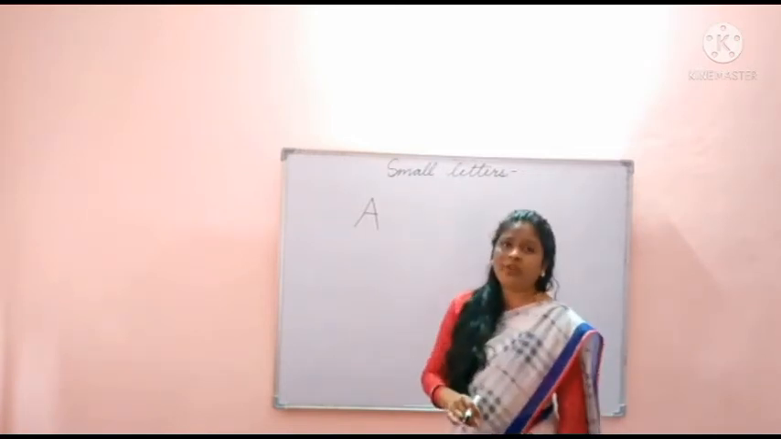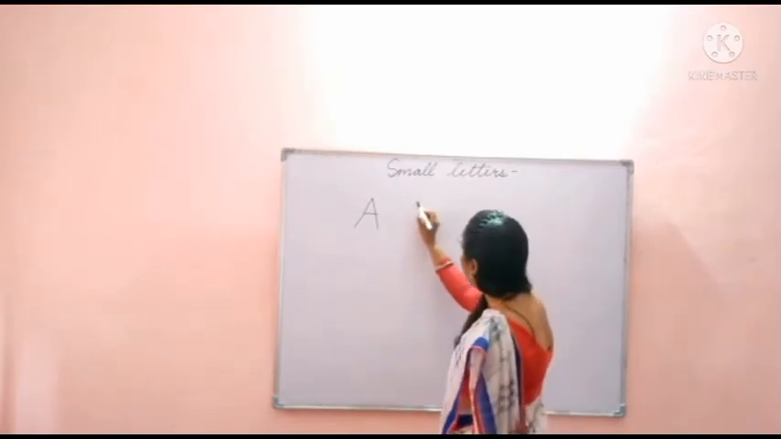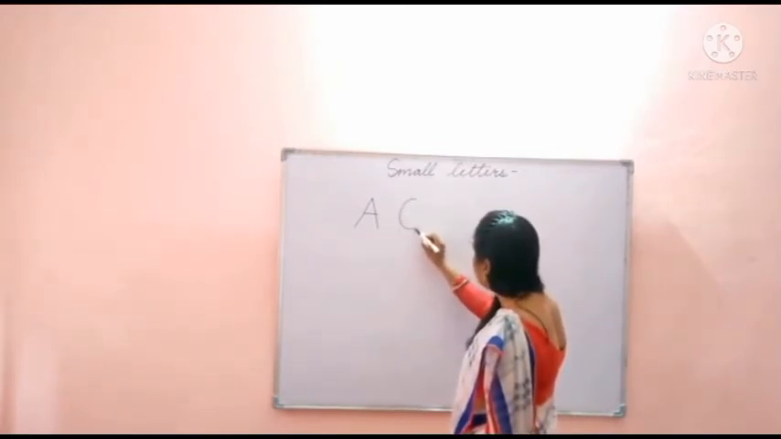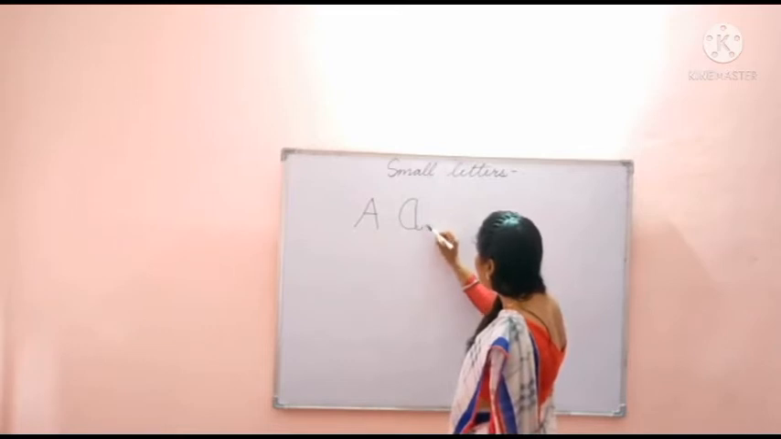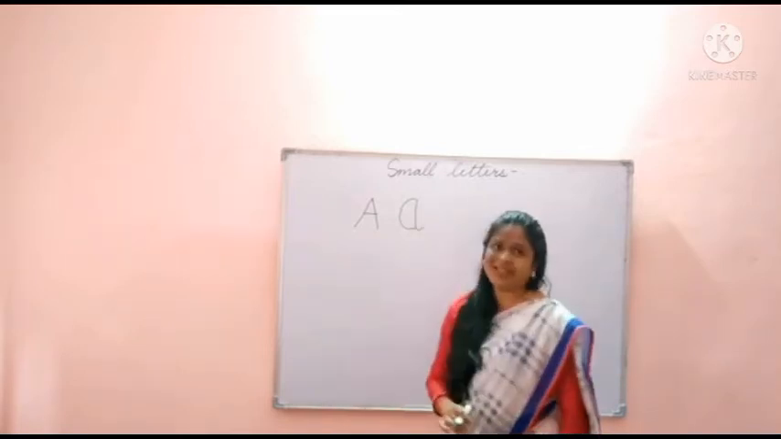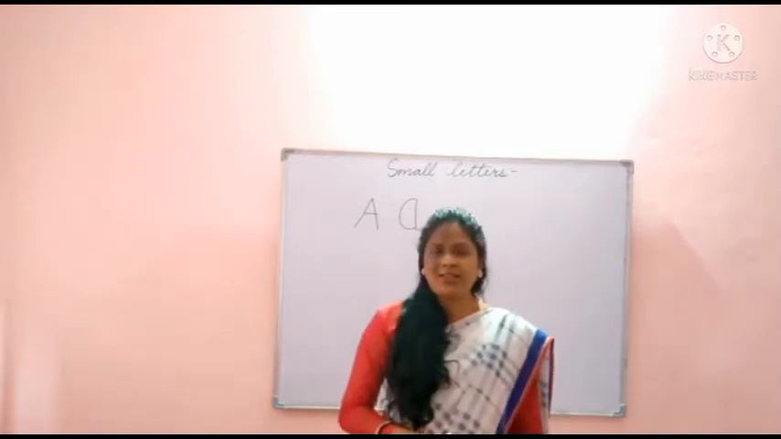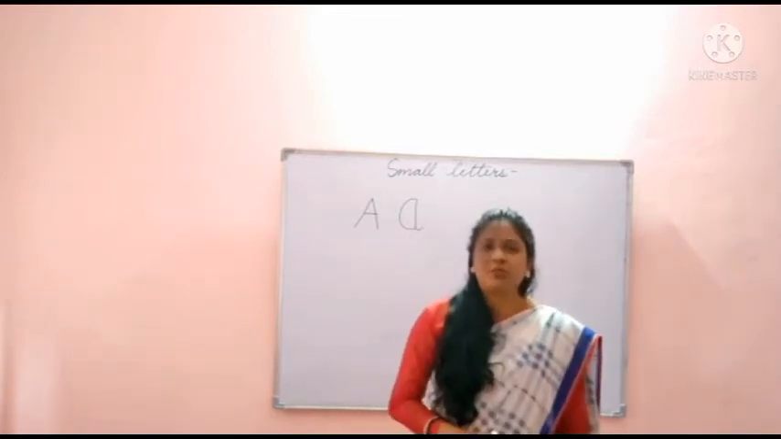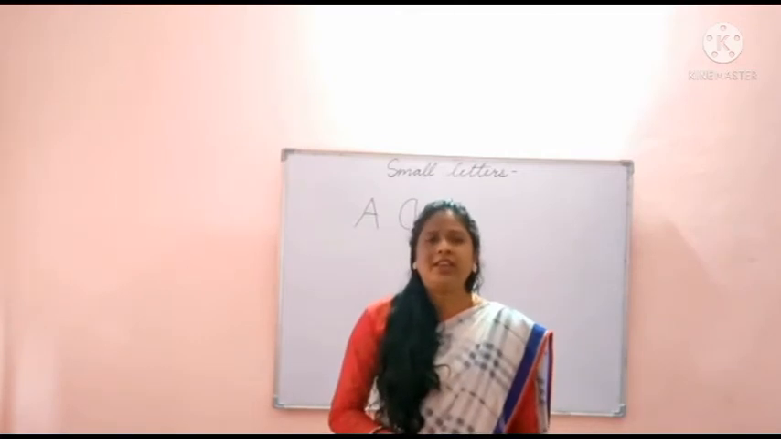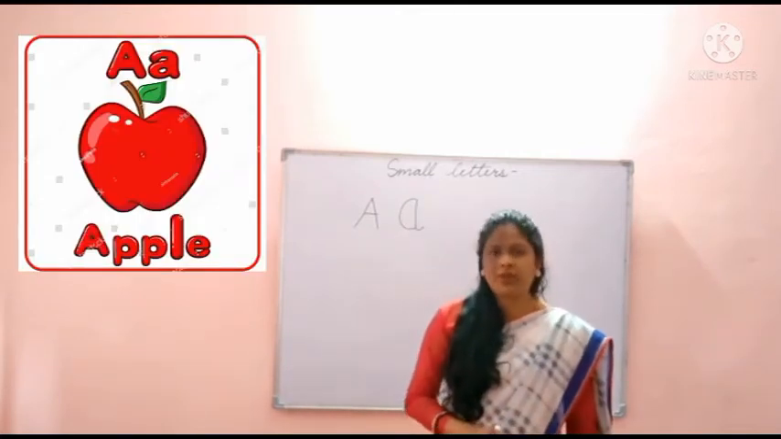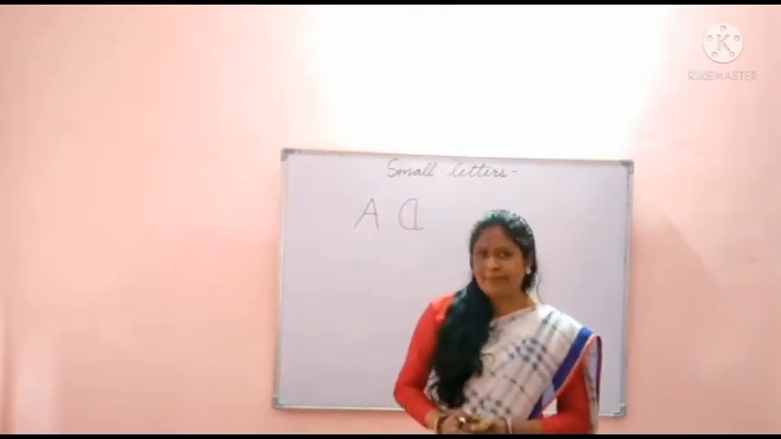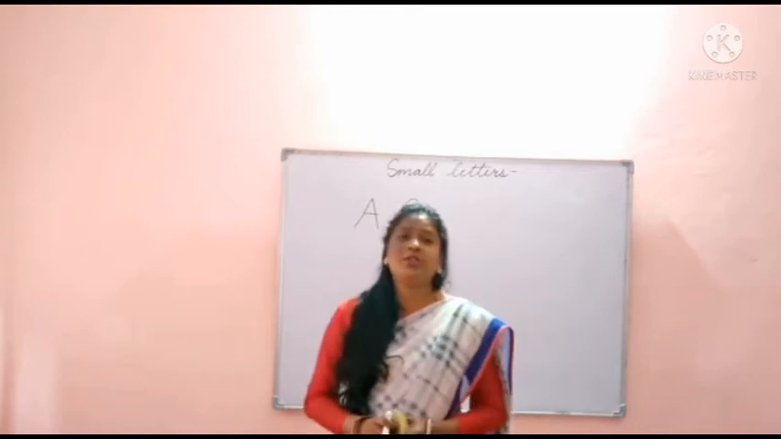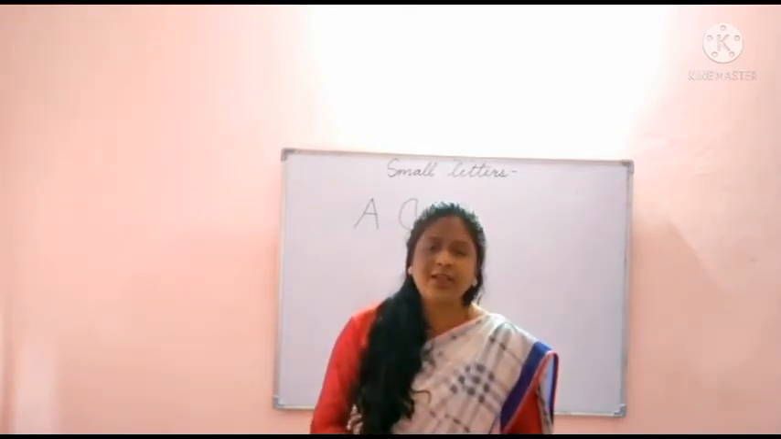So now, how to write small letter A? You have to make a curve. This is a curve, and joining to the curve, you have to make a standing line and a small tail at the end. Makes the letter A. Small letter A. A for apple. Red, juicy, plumpy apple. So now we are going to learn the letter B.